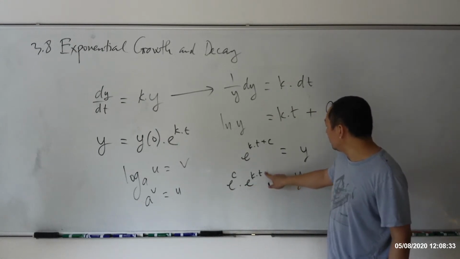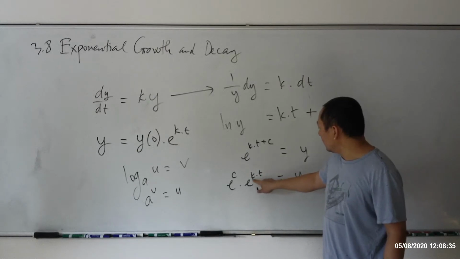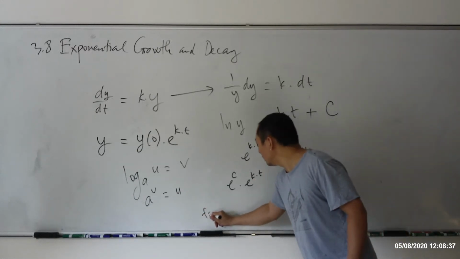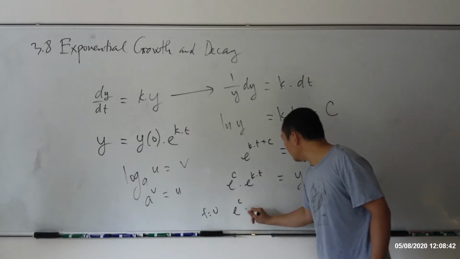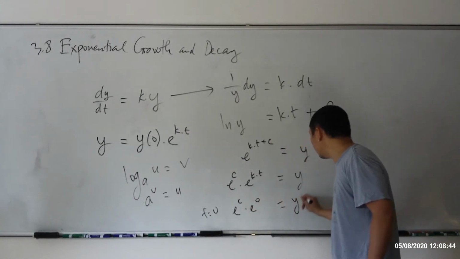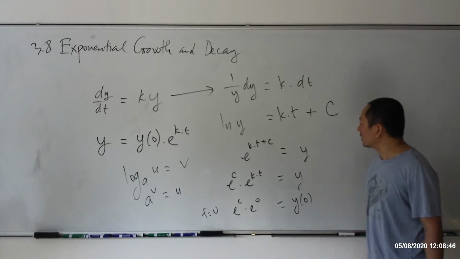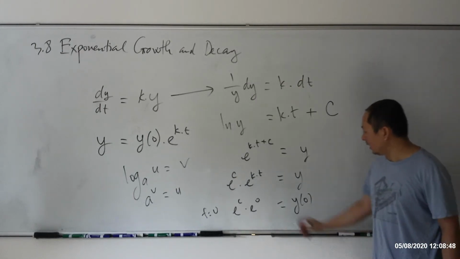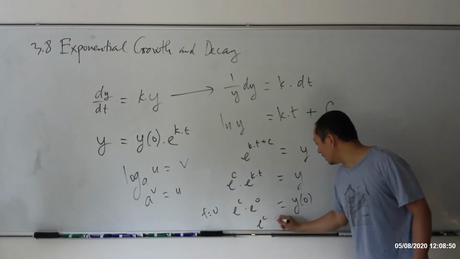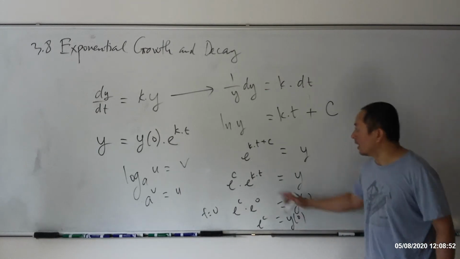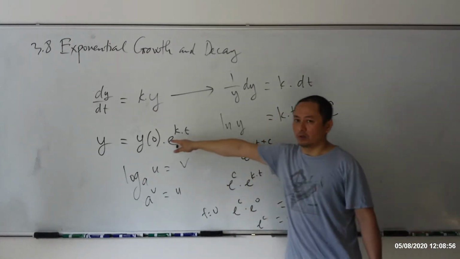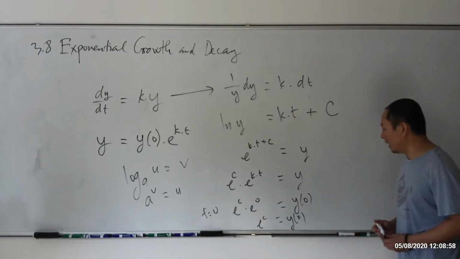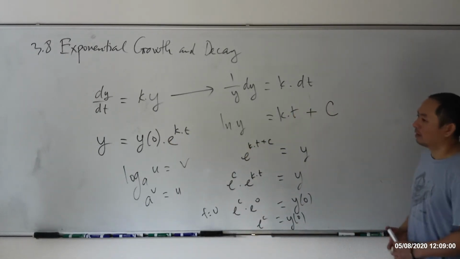Try it: plug in t equals 0. What do you get? With t equal to 0, this is e to the c, right? Times e to the 0 equals y of 0. y is a function in terms of t, by the way. And e to the 0 is 1, so e to the c is equal to y of 0. That's why it's written right here. y of 0 is the initial value, the original amount that you have. And this explains the formula.